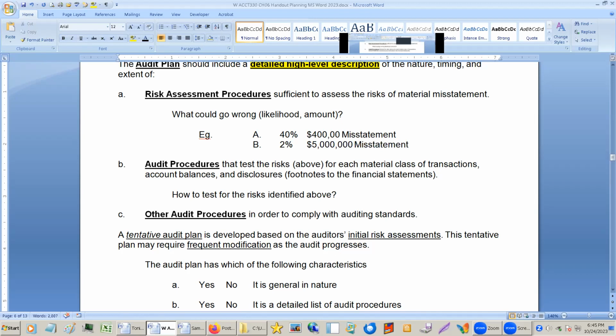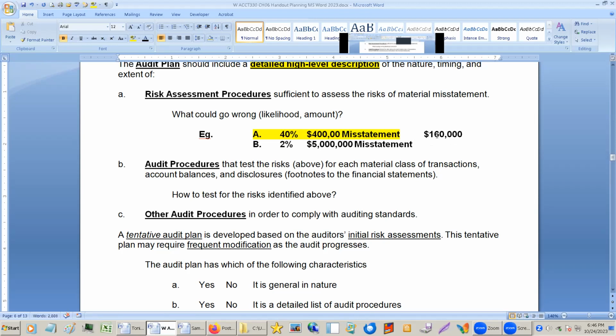Which one of these is more significant? Which one of these are you more likely to test for? A. Yeah, A. It's much more likely, pretty good chance it's going to happen. It's not as big a dollar amount, but it is quite significant, quite likely it's going to happen. And if you multiply these out, what's 40% of 400,000? 160,000. So that's the overall risk of it.